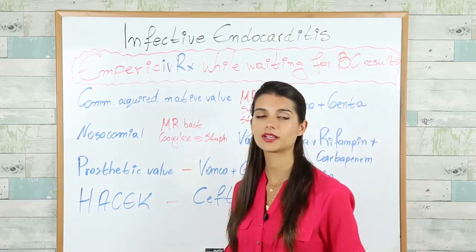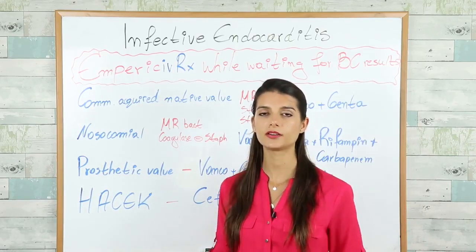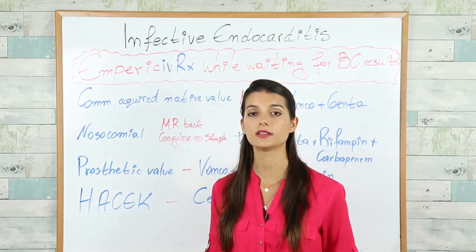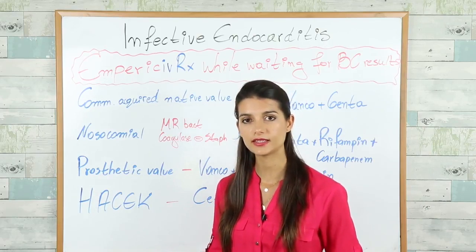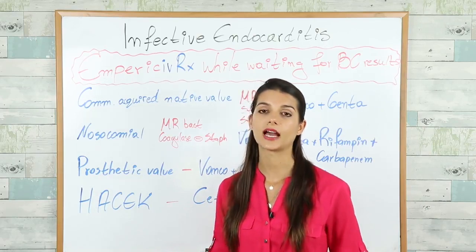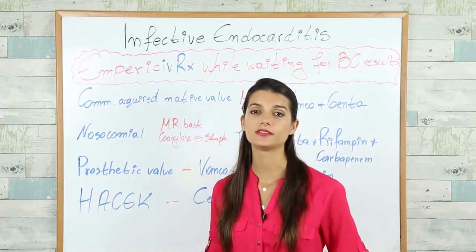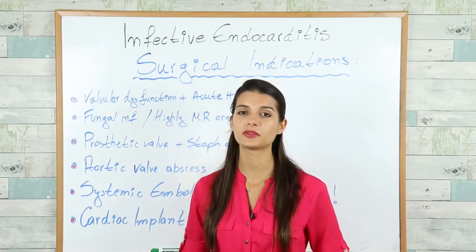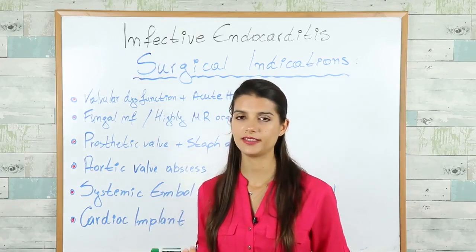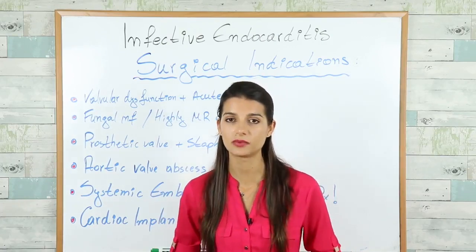And when the blood culture comes back with the results, you have to tailor your treatment depending on the sensitivity of the causing agent. And if this microorganism is penicillin sensitive, then we're gonna treat our patient with IV penicillin G or IV ceftriaxone. Let's go over the surgical indications in patients with infective endocarditis, as these are very heavily tested and you actually need them in your clinical practice.